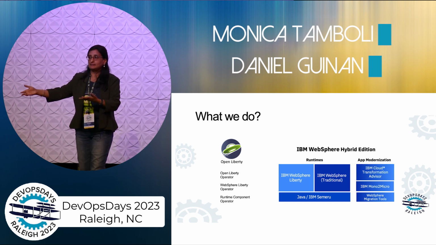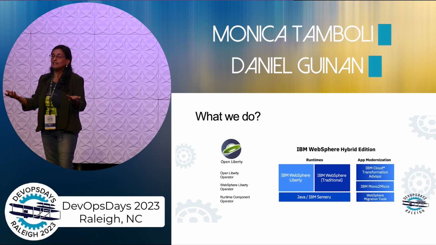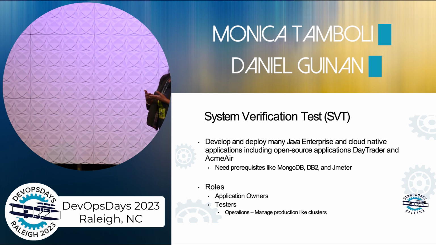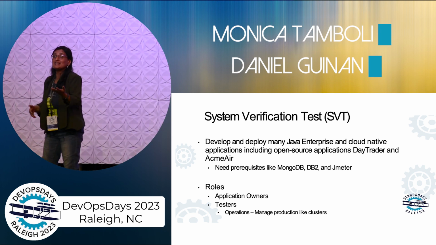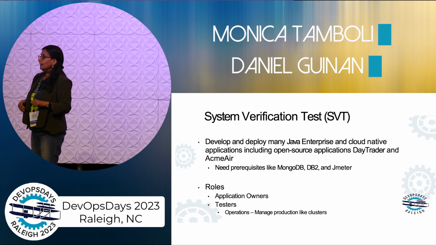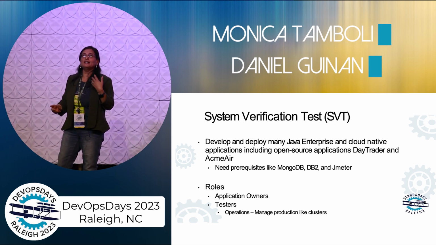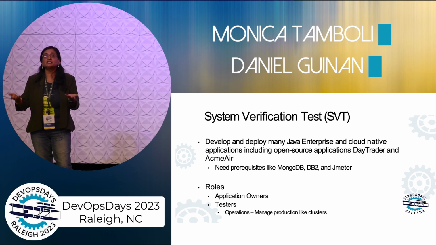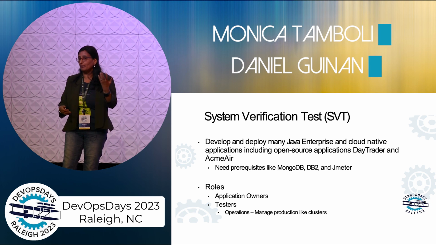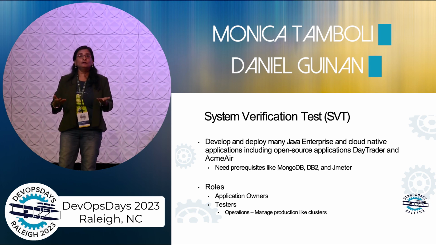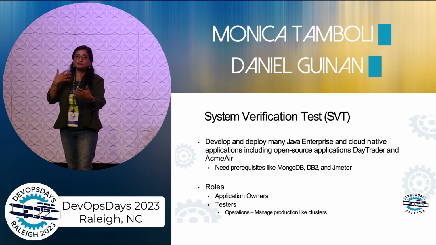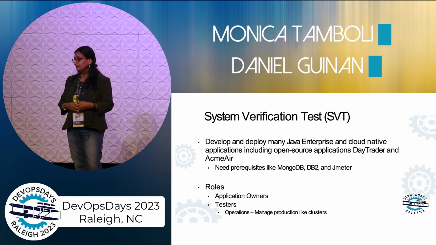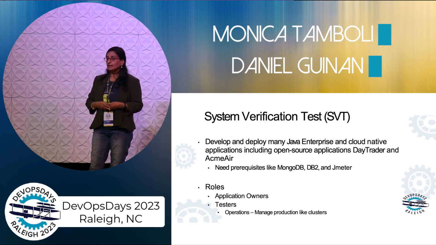So how do you test these runtimes? You write applications. In SVT, we develop, deploy, and upgrade our applications as our customers would. These applications include homegrown as well as open source applications like DayTrader and Acme Air, and they need some prereqs like DB2 or MongoDB. Also, to act like a customer, we want to stress these applications, so we use other dependencies like JMeter to run stress on them.